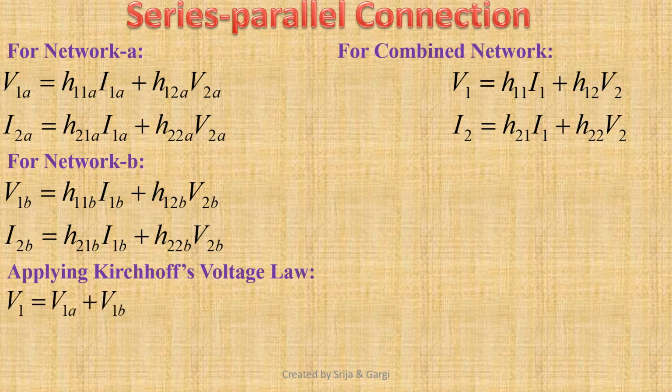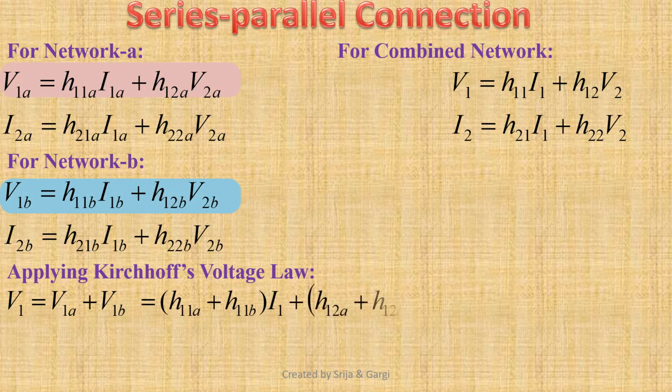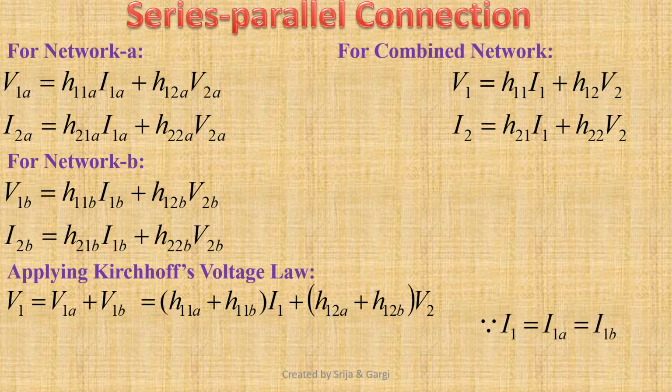As the input ports are connected in series, applying Kirchhoff's voltage law, we can write V1 equals V1A plus V1B. Using the expressions of V1A and V1B, we get (H11A plus H11B) times I1 plus (H12A plus H12B) V2. Because the input ports are connected in series, we can write I1 equals I1A equals I1B, and as the output ports are connected in parallel, we get V2 equals V2A equals V2B.